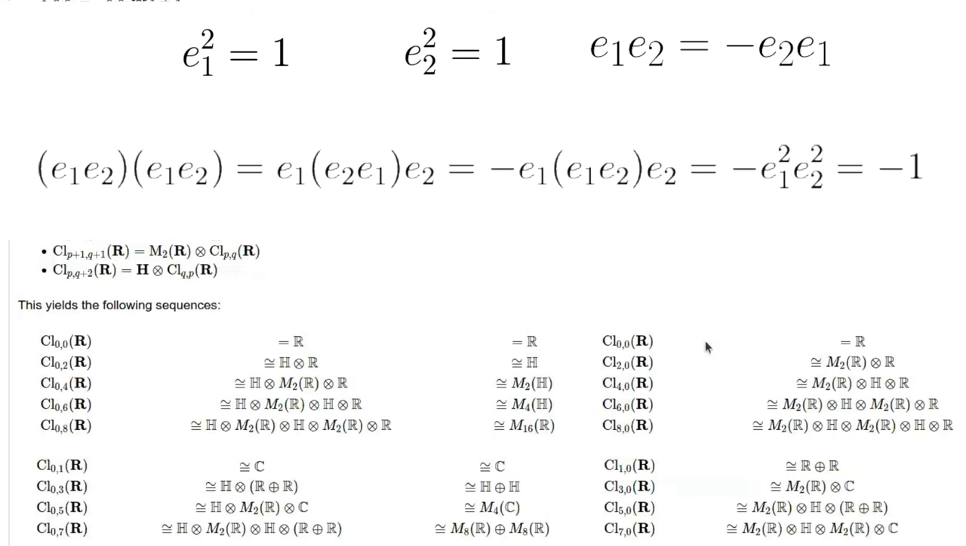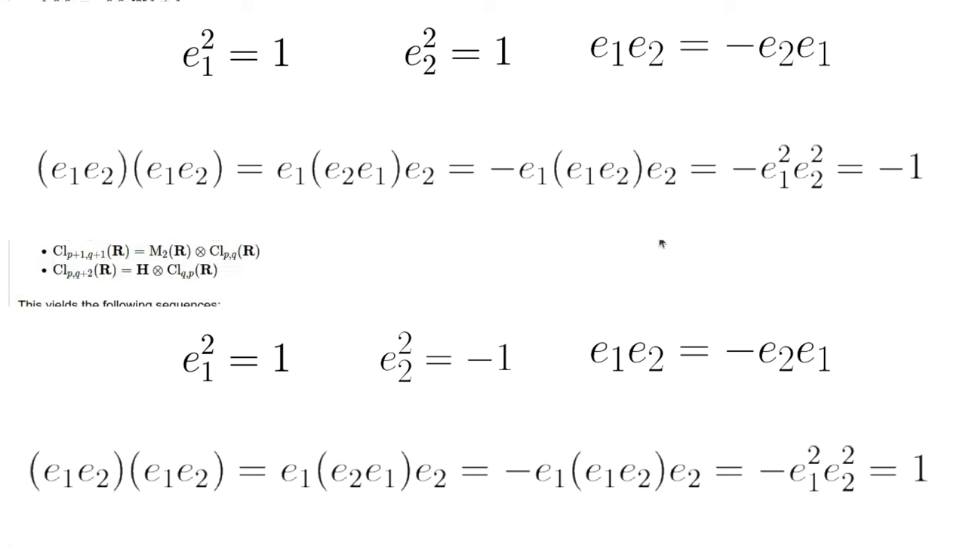Now, if you have one generator that squares to positive one and one that squares to negative one, so let's say E1 squares to positive one, E2 squares to negative one, then when you multiply E1, E2, you will get positive one. Then in your basis, you have two things that square to positive one and one thing that squares to negative one. It turns out that in each case, it gives you the same algebra, 2x2 matrices, but they've been graded differently, so to speak. You see, the grading will work differently.